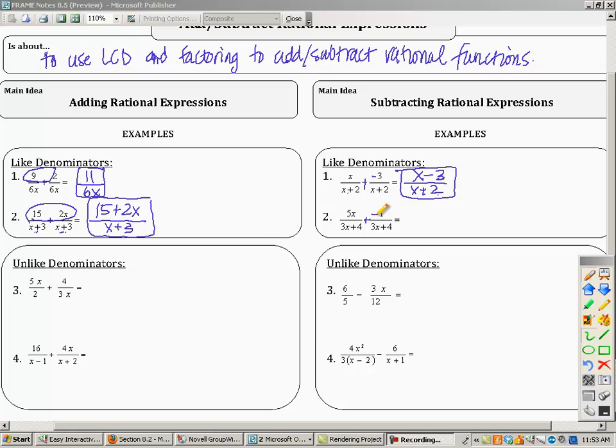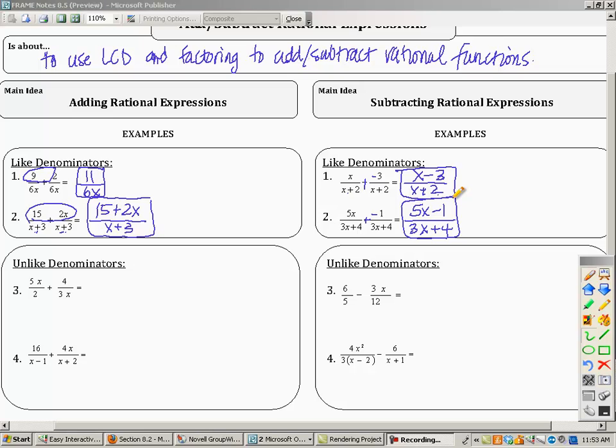Same thing, I'm going to say plus with a negative. They both have a denominator of 3x plus 4. My numerator is 5x with a negative 1, so 5x minus 1. Because this factor is not the same as this factor, we leave this as my answer. Okay? If you have like denominators, it's really easy. You just add the numerator and leave the denominator the same. However, if they're not alike, or unlike, then we've got to find a common denominator.